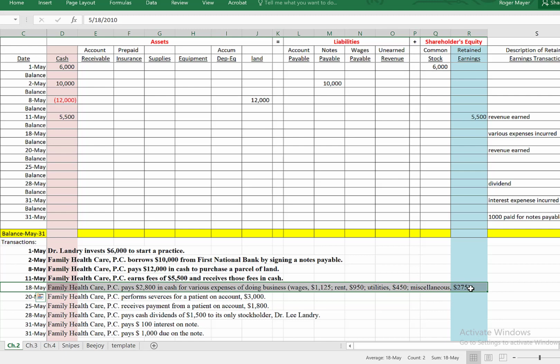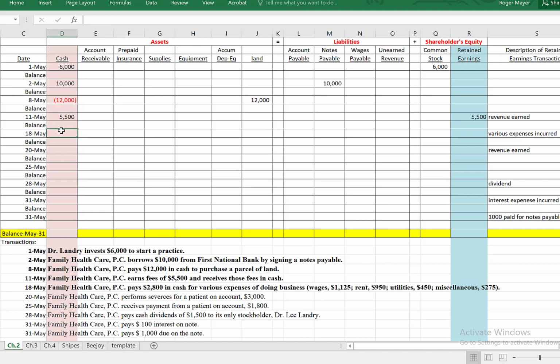The next transaction relates to our expenses. In this case, we pay $2,800 for various expenses during the period. Wages, rent, utilities, miscellaneous items. We're not going to put the detail of each of these items. We're just going to put the total. So the total of expenses is $2,800. So on May 18th, we paid these items in cash.